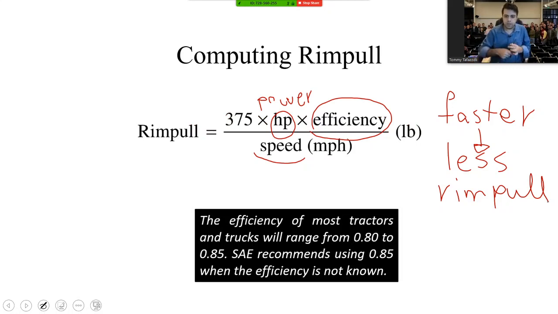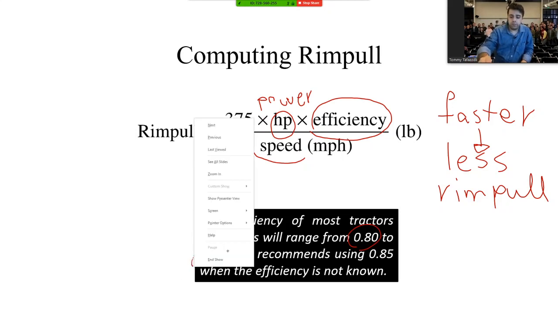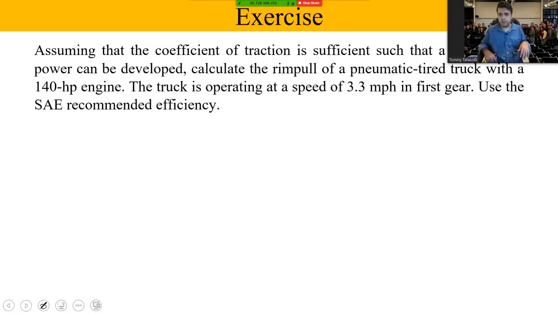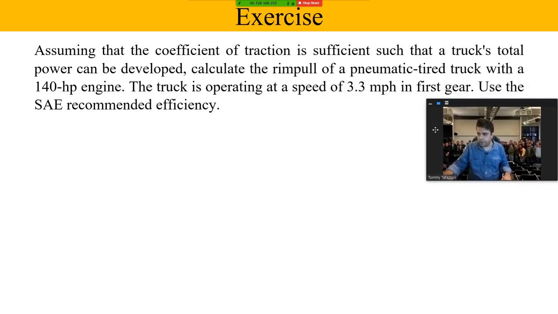Okay, like I said, the efficiency of most tractors and trucks will range between 0.80 to 0.85. Okay, and SAE recommends using 0.85 when the efficiency is not known. So in a problem, if they don't give you the efficiency, the default is to consider it as 0.85. Okay, let's do an exercise together. Let me see if I can move myself. Okay, just did that.